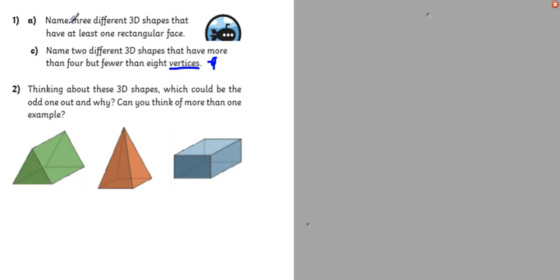So the first one there, name 3 different 3D shapes that have at least one rectangular face. Okay? Then we've got name 2 different 3D shapes that have more than 4 but fewer than 8. So they've got between 4 and 8 corners, 4 and 8 vertices. Okay? Can you pause the video now and have a go at these three questions?